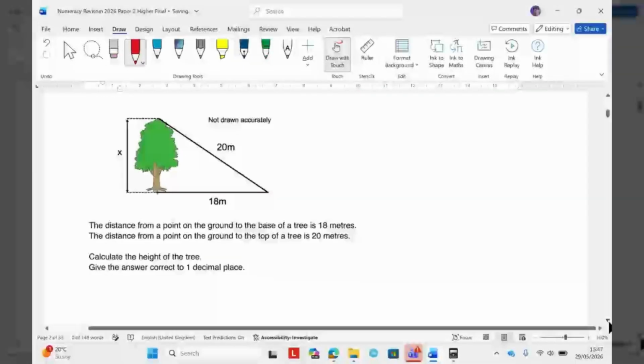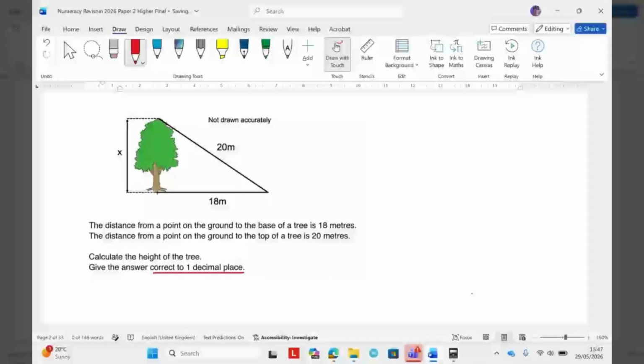Okay, calculate the height of the tree. Again, always read in a calculator paper what they want the answer, round it appropriately. Okay. This is Pythagoras theorem. We've got a right angle here. Effectively, the tree is there, and then that's our right angle there. Remember, if we're finding the hypotenuse, it's square, add, square root. But if we're finding the base or the height, in this case, x is the height of the tree, then it will be square, subtract, square root.